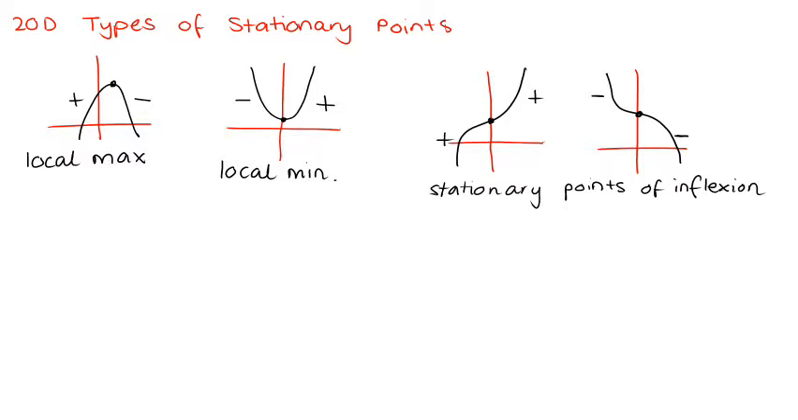So all you've got to do is find your stationary points when the gradient equals 0. And then you've got to look on either side of the stationary point, determine what kind of gradient it is, and that will give it away what kind of stationary point it actually is.